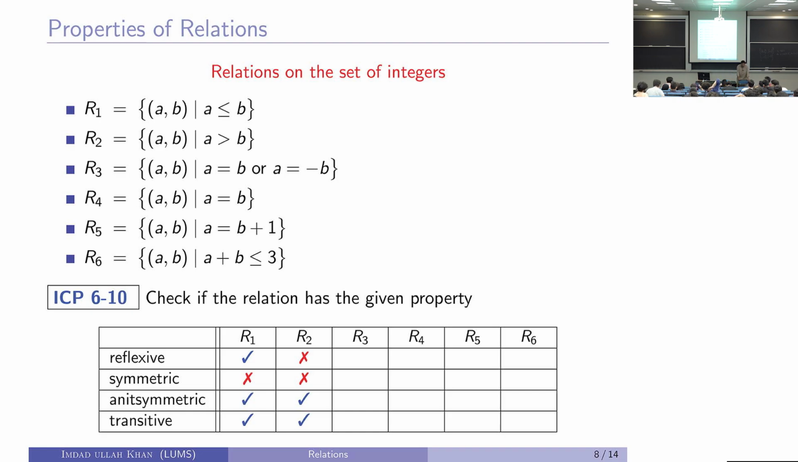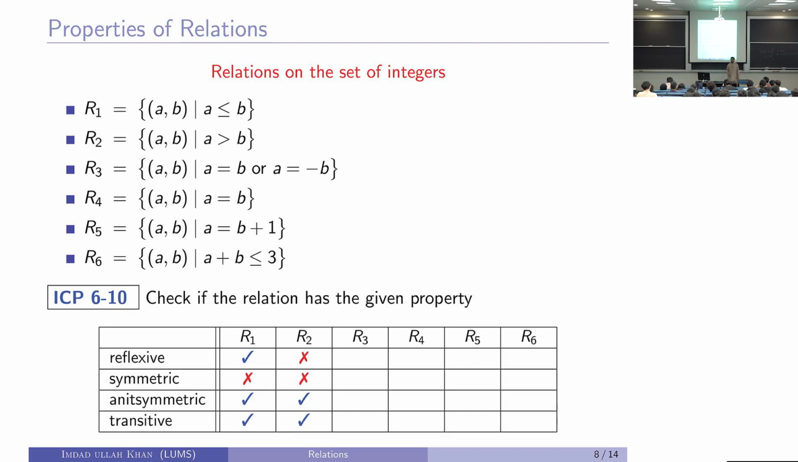Yes. Every number is equal to its absolute value. That's a good way. For this R3 to be reflexive, every number should be equal to itself or its negative, which is true, right? What you said is an extra or. A is equal to B is already reflexive. So why do you need it? So it's reflexive. Is it symmetric?